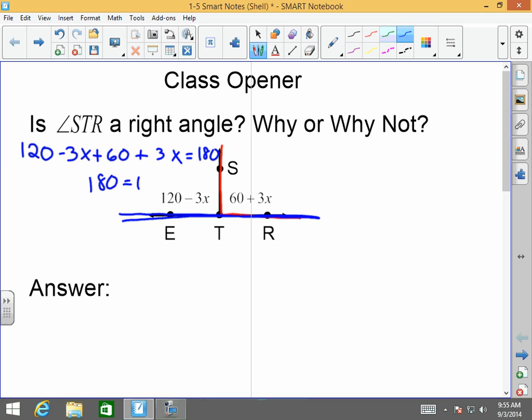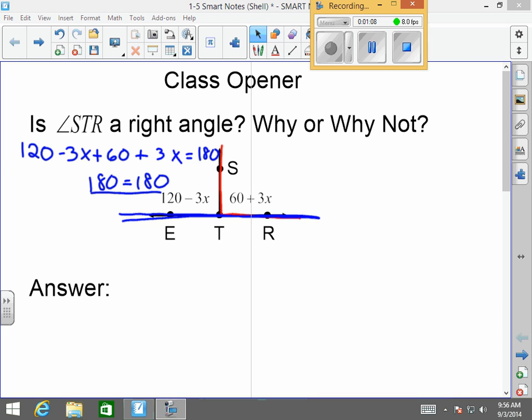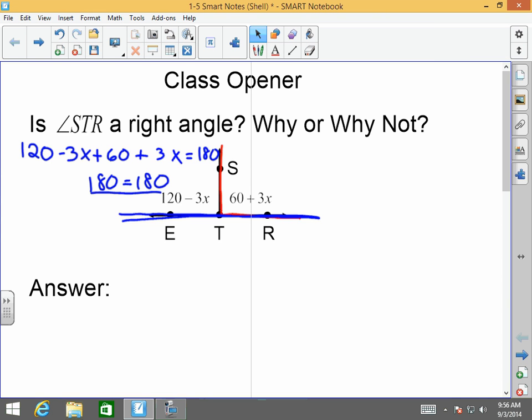180 equals 180. Okay, but, huh? Did I do something wrong? Hold on. All right, guys, yes, 180 equals 180. This goes back to algebra. What happens when one side equals the other side? There are infinitely many solutions for x.